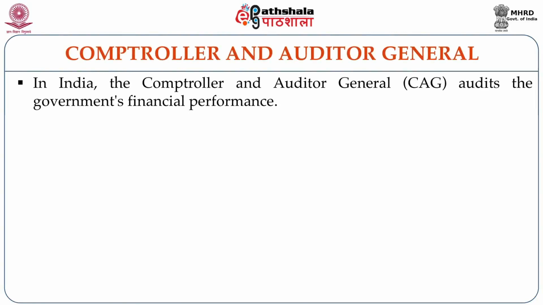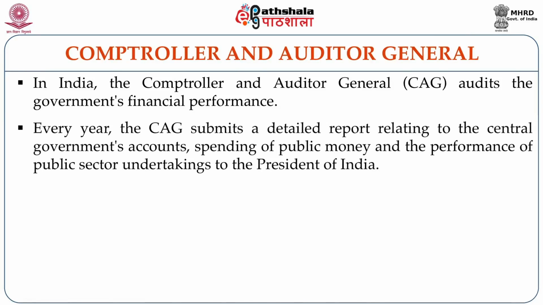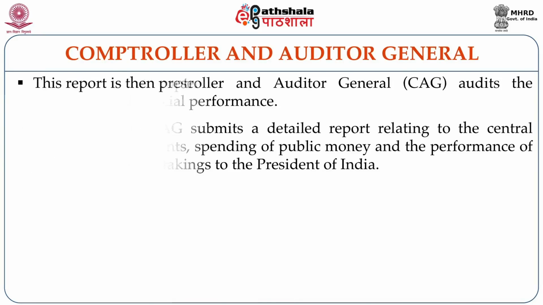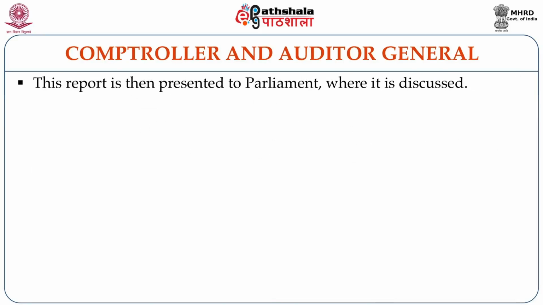An important authority which is responsible for overseeing the entire social audit process, and from where the impetus for auditing of social programs is emerging, is the Comptroller and Auditor General of India. In India, the Comptroller and Auditor General, or CAG, audits the government's financial performance. Every year, the CAG submits a detailed report relating to the central government's accounts, spending of public money, and the performance of public sector undertakings to the President of India. This report is then presented to Parliament, where it is discussed.